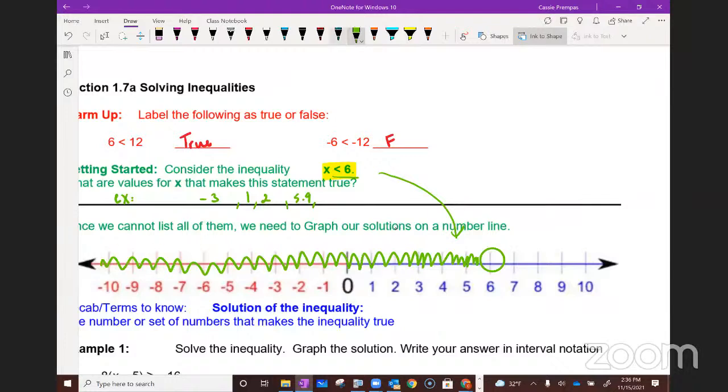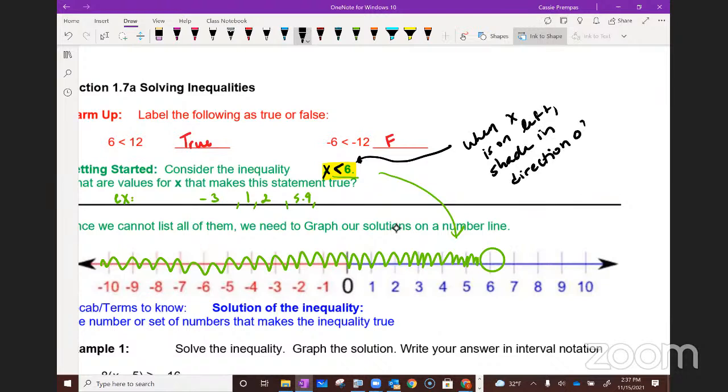Do you guys remember that trick from Friday where if the variable is on the left, then the symbol will make an arrow towards the direction that you should shade? So that only works if the variable is on the left. But if you forgot that and you're ever confused about how to shade, that's a nice thing to remember. I'll even write it again. When the x is on the left, shade in the direction of your symbol. Example, x is less than, shade that way, 6.